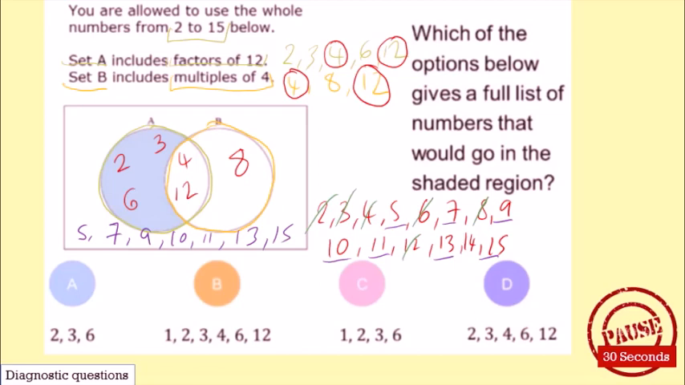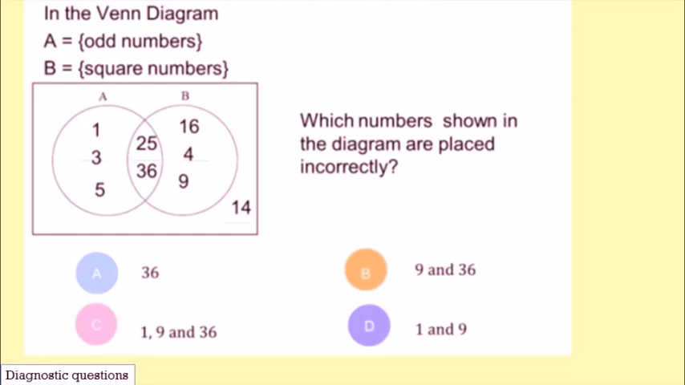Okay, so the question was, which of the options below gives a full list of numbers that would go in the shaded region? So that's this region over here. Okay, so the numbers that we're looking at are 2, 3 and 6. Therefore A was the correct answer there. Well done. Okay, so in this Venn diagram, category A represents odd numbers.